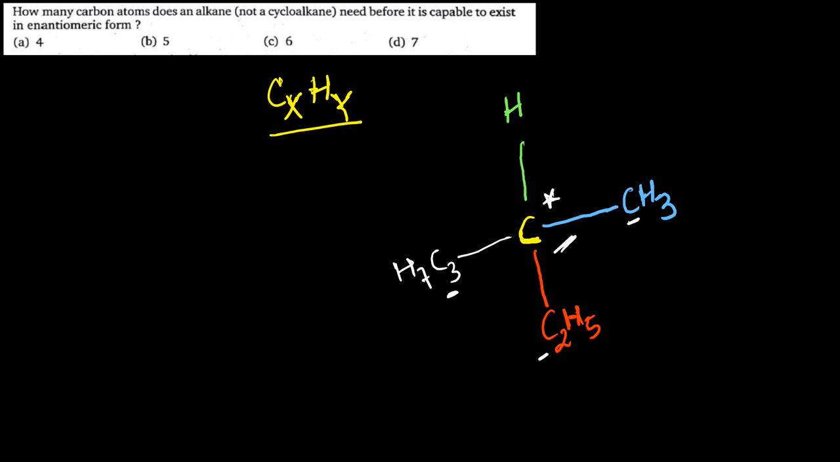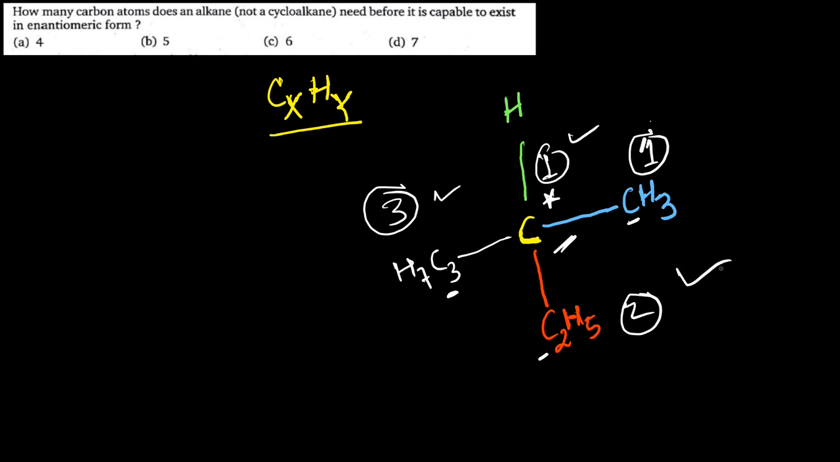So students, can you count the number of carbon atoms required to make it enantiomeric? 3 over here, 2 over here, 1 over here, and another carbon over here. So 3, 4, 5, 6, 7. So 7 carbon atoms is the minimum required if you want to make it a chiral compound. So the answer over here is D.